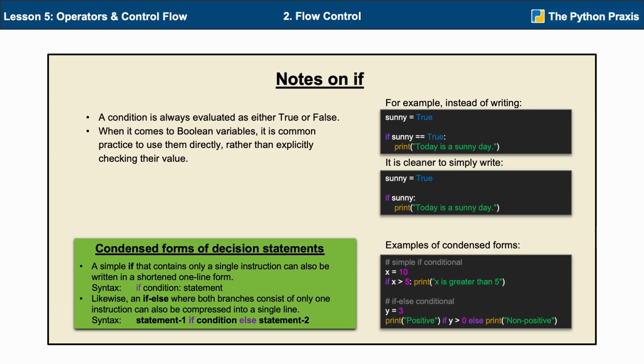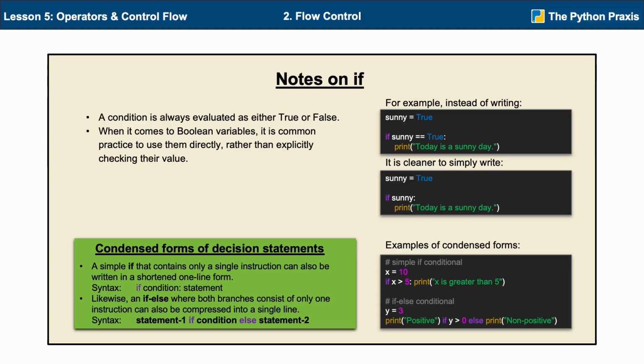Sometimes programmers want to make their code more human readable. We know that a condition is always evaluated as true or false. So when it comes to Boolean variables, it is common practice to use them directly rather than explicitly checking their value. For instance, we have a variable called sunny, and we set it to be true. Instead of writing if sunny equals true in a conditional, we can simply write if sunny, and Python will understand the same thing. And thus our code is shorter and more human readable.